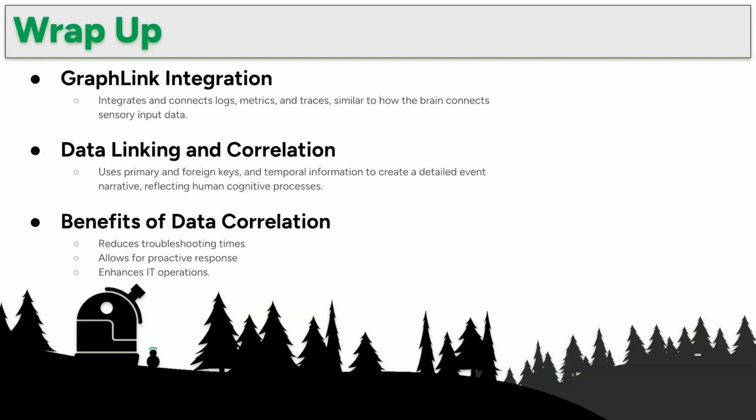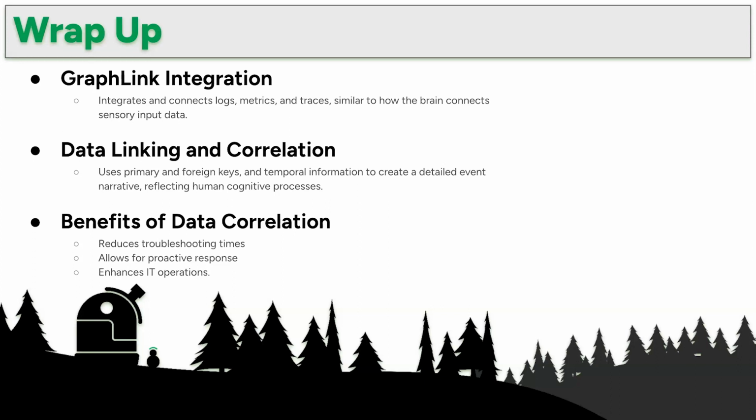We discussed how GraphLink links data based on primary and foreign key relationships, similar to how databases connect tables, and correlates information temporally, providing a detailed, chronological narrative of events. This mirrors the human cognitive process, where timing and sequence play critical roles in how we perceive and react to the world around us. GraphLink's capabilities to intelligently correlate diverse data types significantly reduce troubleshooting times, predict potential system issues, and streamline IT operations.